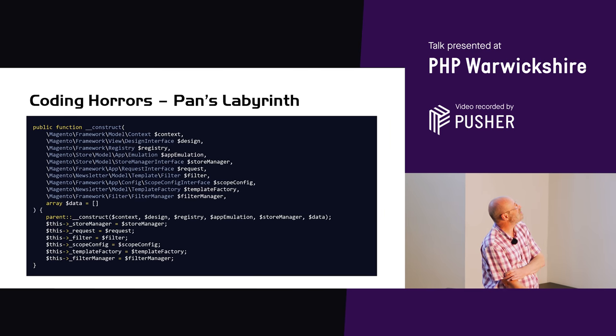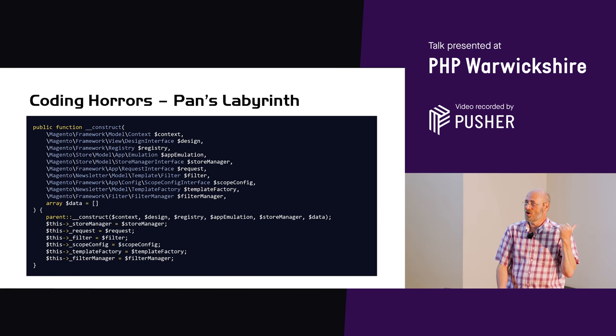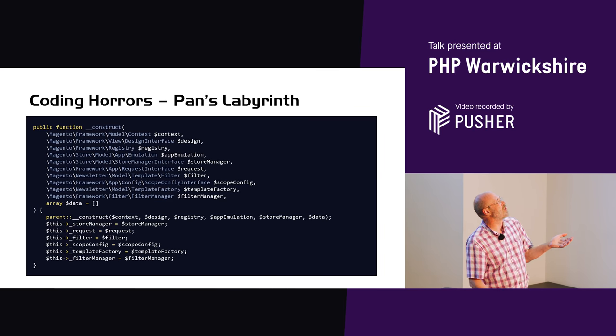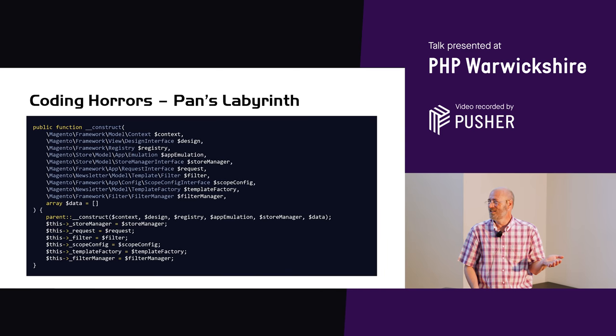How many arguments? 11, I think, there. How do you construct an object of this kind? Yes, your IDE will prompt you for everything you need. But apart from the last one, they're all mandatory as well.